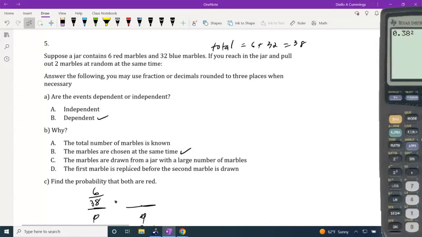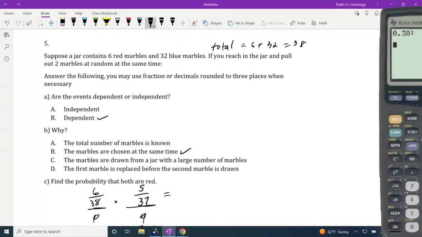So now we're not putting that marble back in. We're actually pulling out 2 at a time. So since we've already taken 1 marble away from the total of 38 marbles, for that second choice, how many marbles are left? 37, right? Out of those 37 marbles, how many are red? 5, right? Because we've taken 1 away.